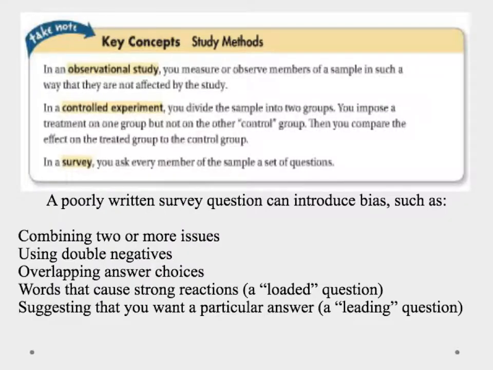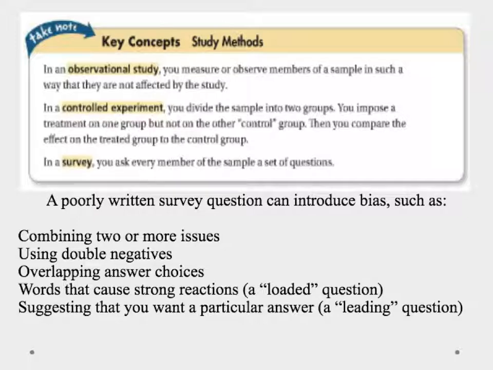All right, so there are actually study methods now. Before we were talking about the sampling methods, and now there are study methods, so a little different. It says in an observational study, you measure or observe members of a sample in such a way that they are not affected by the study.